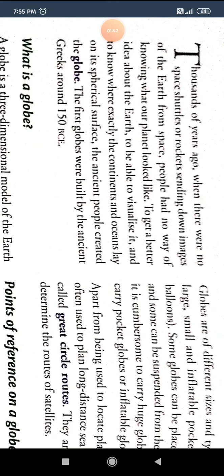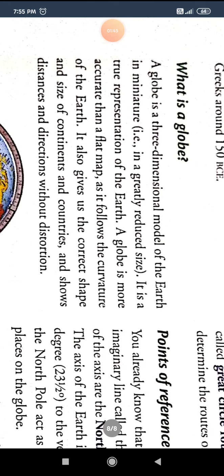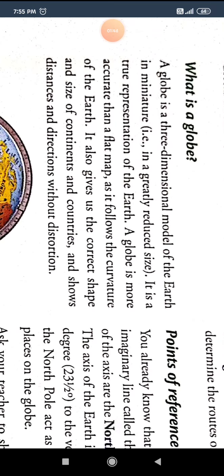So what is the globe? The globe is a three-dimensional model of the earth. What is the meaning of three-dimensional? Three-dimensional means an object which has length, breadth and height. For example, your compass box and your lunch box are all three-dimensional objects.